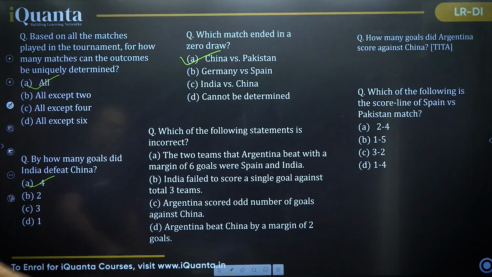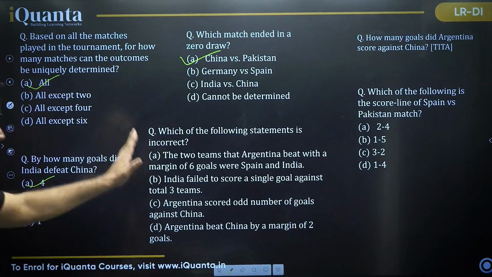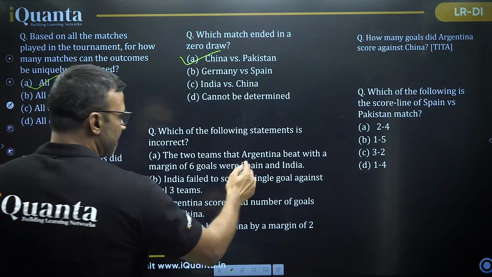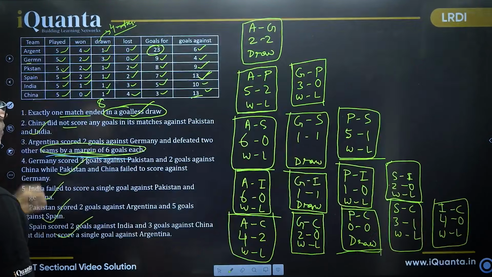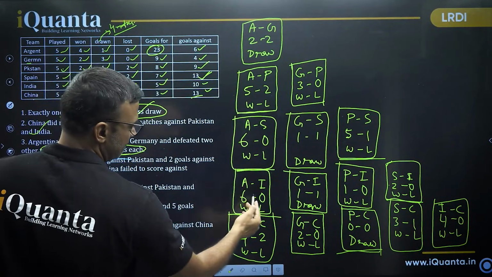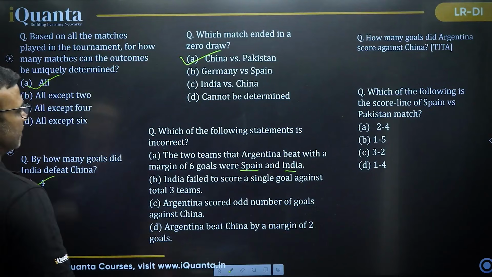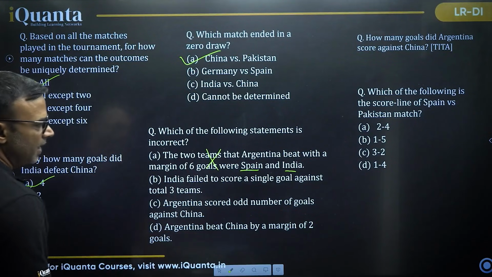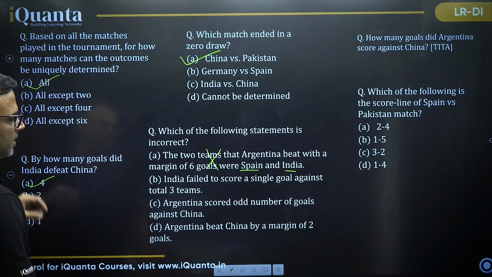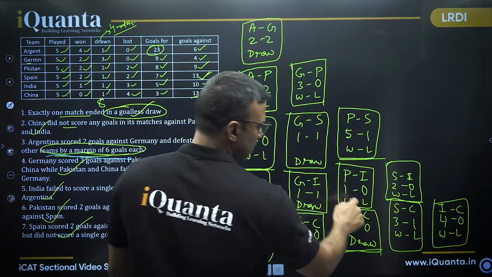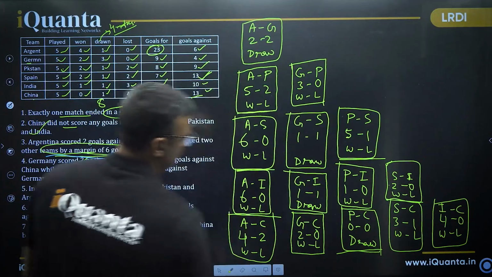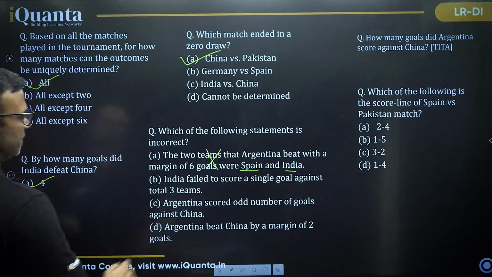Okay. Which of the following statements is incorrect? You have to check all 4 very carefully. The 2 teams Argentina beat with a margin of 6 goals were Spain and India. That is correct, so this cannot be the answer. India failed to score a single goal against a total of 3 teams. India 0 against 3, please. 1, 2, 3. Okay, so that is also true. So this cannot be the answer.